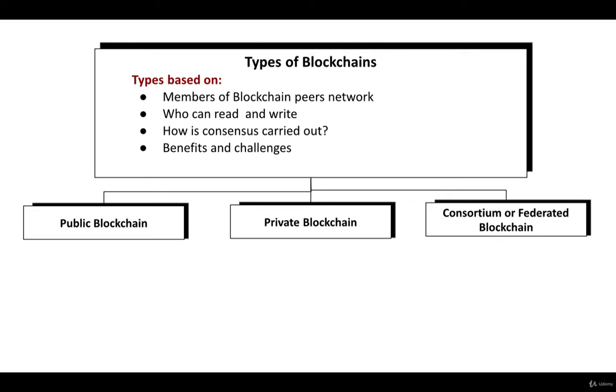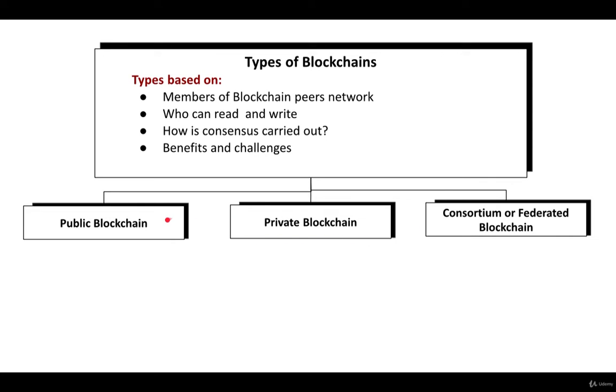So let's first start with how the various types of blockchains are classified. The types are based on members of the blockchain peer network, who can read, who can write, how is the consensus carried out, what are the benefits and challenges of the various types of blockchain. So the types of blockchain can be categorized into public blockchain, private blockchain, and consortium or federated blockchain.